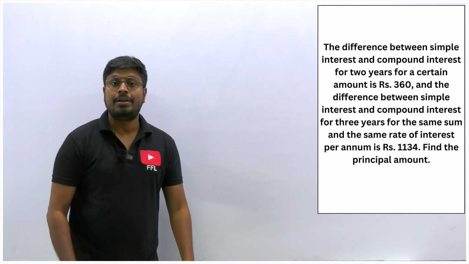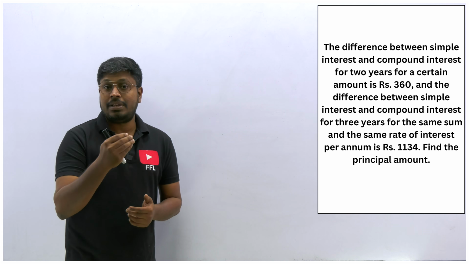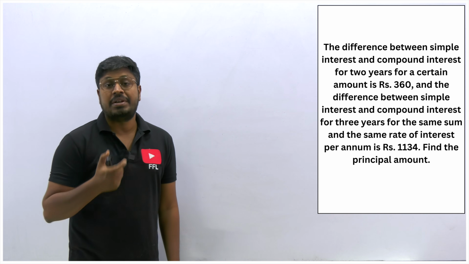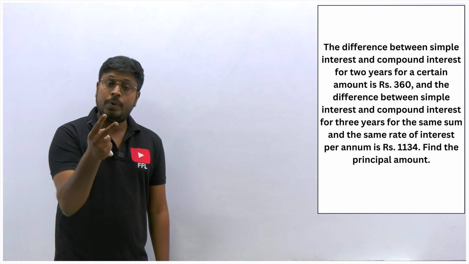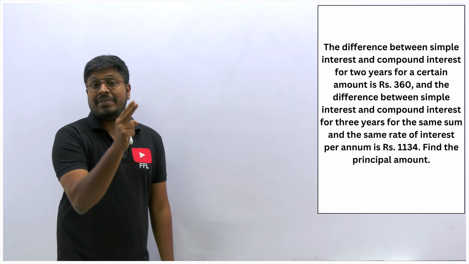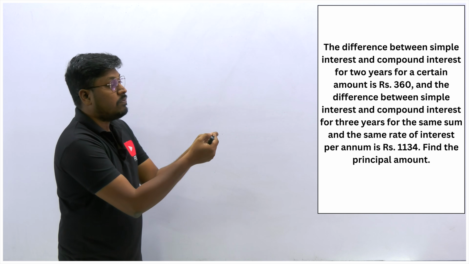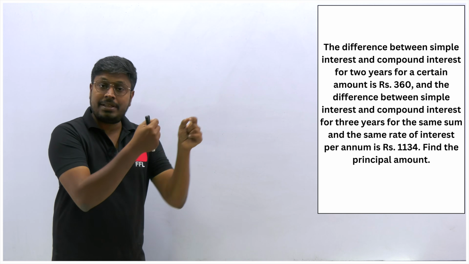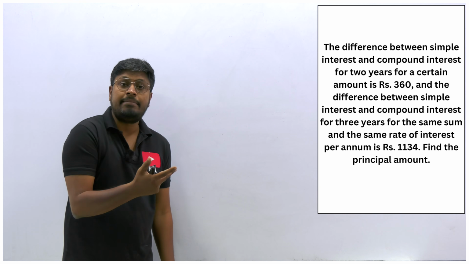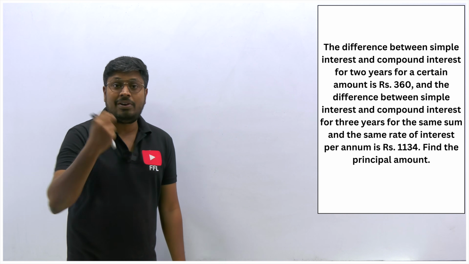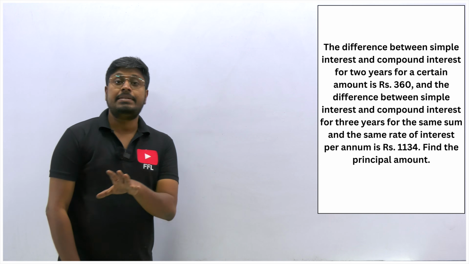Find the principal amount. Just now I told you that you will see more questions based on differences. Here the difference between simple interest and compound interest for 2 years has been given. Similarly, the difference for 3 years has been given. Based on that, our target is to find the principal amount. In both cases the principal is the same as well as the rate of interest. So everything is the same. Based on the formulas we have already memorized, we have to apply all the values and simplify to find the principal amount.